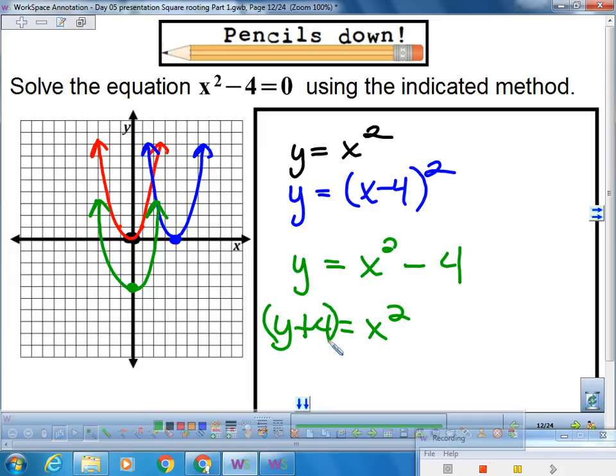The vertex, we're going to talk about that right now. So we're talking about general shape. And when I look at this, I say, oh, that's a quadratic function shifted down 4. That's what I say to myself, because I can see the transformation by just looking at it.